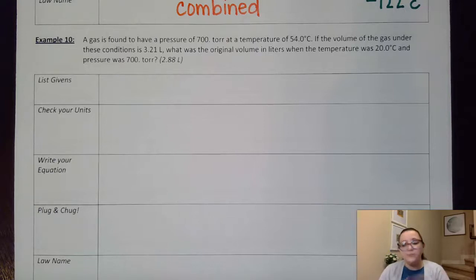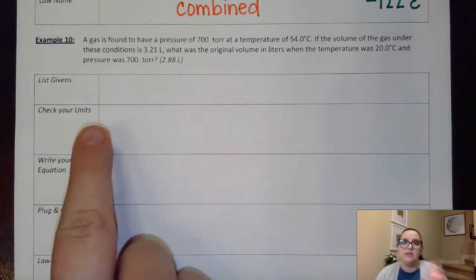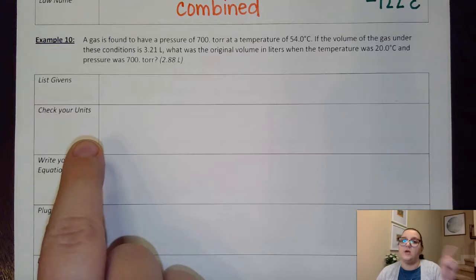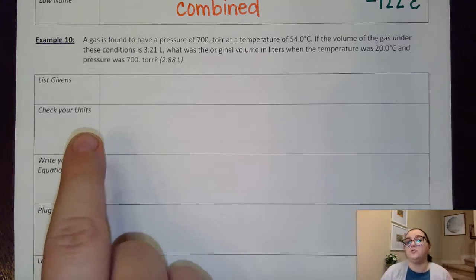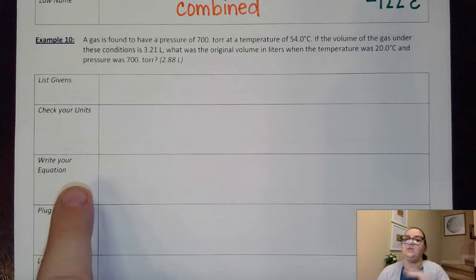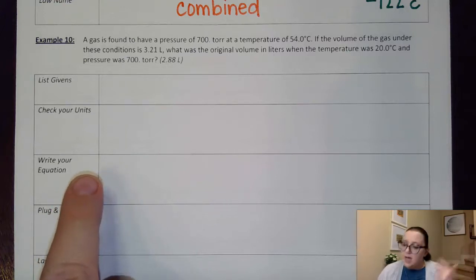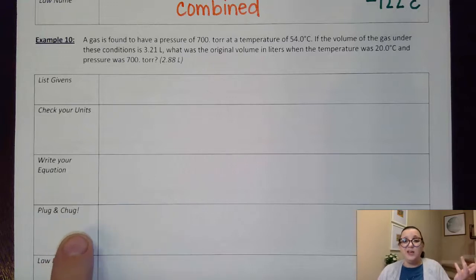So what I want you to do is to take a few moments. I want you to pause this video, and I want you to go through that same process that we did on the other problems. I want you to see if you can list your givens, check your units, see if volumes and pressure are in the same units, make sure your temperatures are in Kelvin, write your equation, cross off anything that either stayed constant or just wasn't mentioned at all. Plug in your numbers and see if you can get an answer.